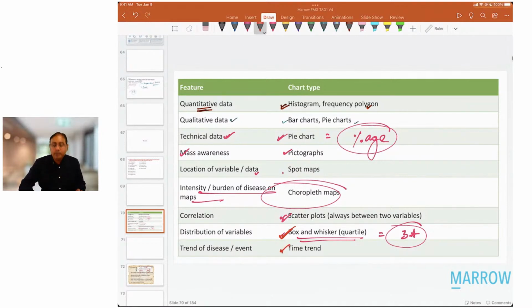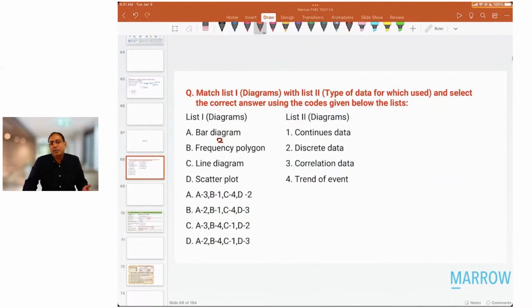Time trend is given by time trend charts, that is the disease trend over time. So if you understand this graphical presentation, this question is super duper easy. Bar diagram is for which type of data? It is for discrete data. Why discrete data? Because that is qualitative data.